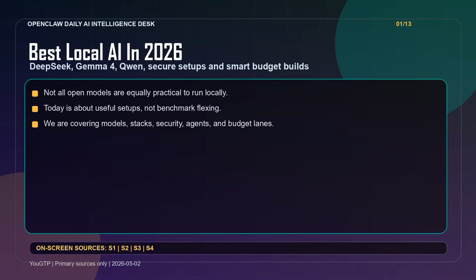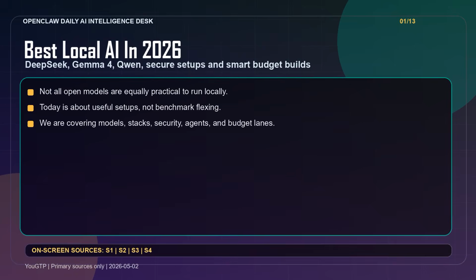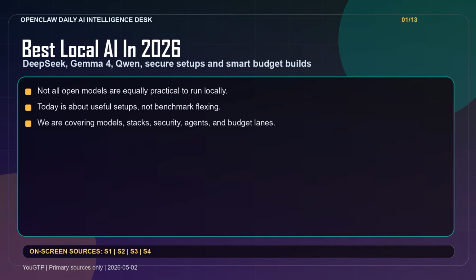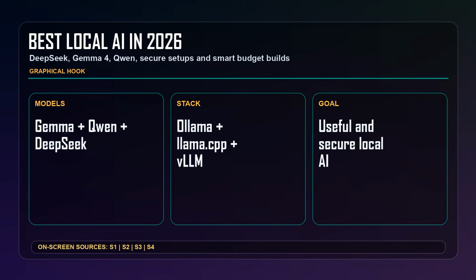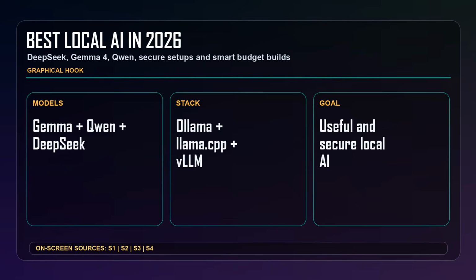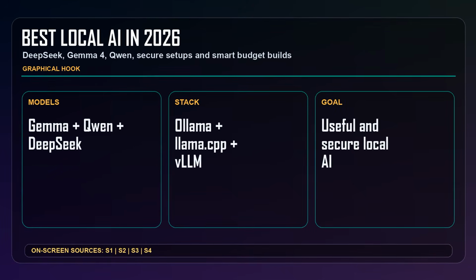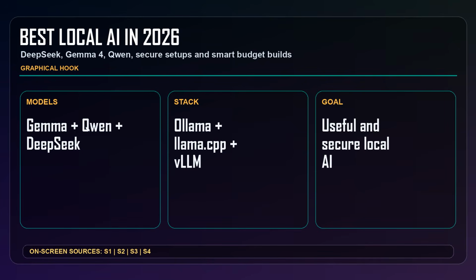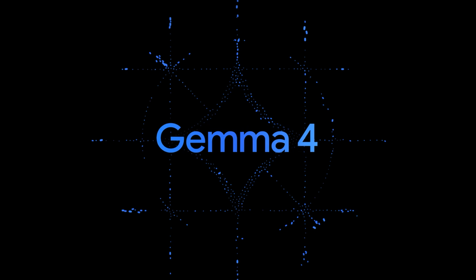If you want to run strong AI closer to your own machine, this is the video. Not the hype version, the useful version. Because right now a lot of people are making the same mistake. They see a benchmark chart, they see a giant parameter number, and they assume the biggest open model is automatically the best local model. That is how you end up with a setup that is expensive, noisy, insecure, and somehow still disappointing. So today we are doing this properly.